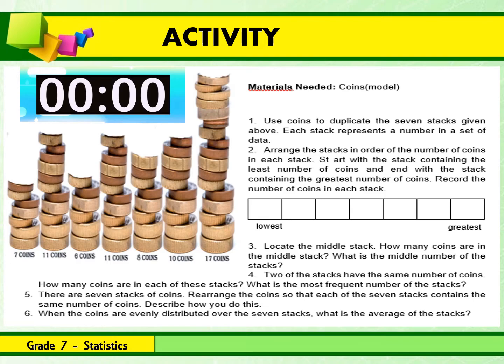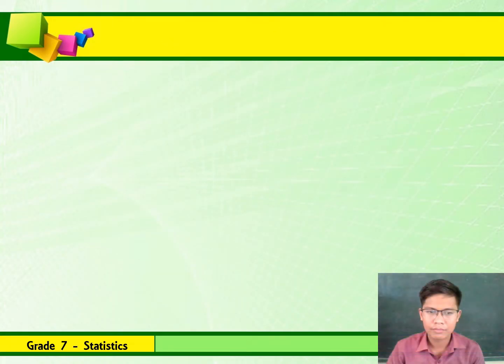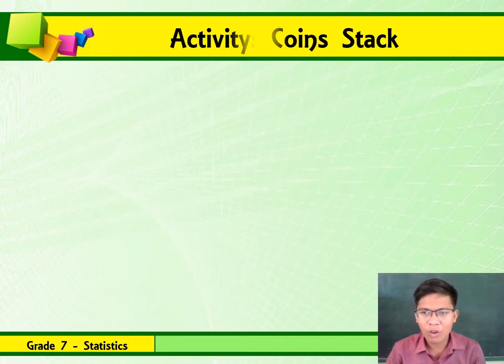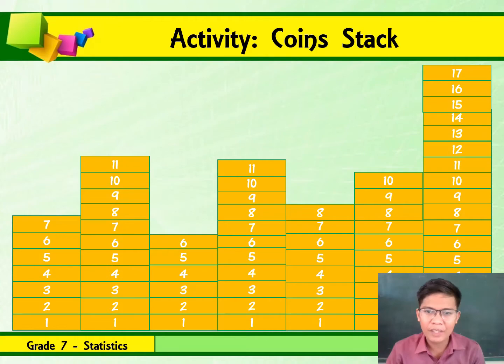Time is up. Now we're done with the activity, so let's figure out the concept or the meaning of that activity in our lesson. As you can see, the original stacks of coins are like this. You have 7, 11, 6, 11, 8, 10, and 17 coins respectively. Now, if we arrange these coins from least to greatest, we will have stacks like this.